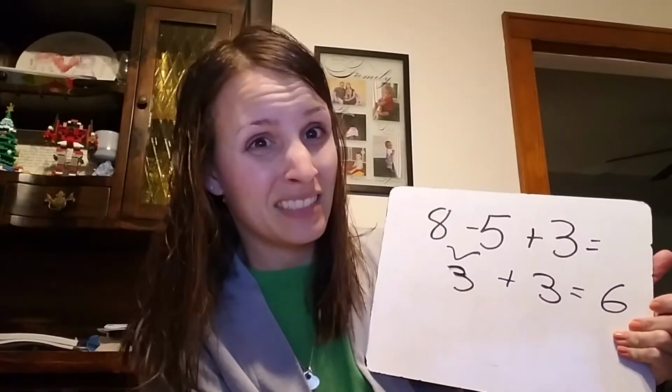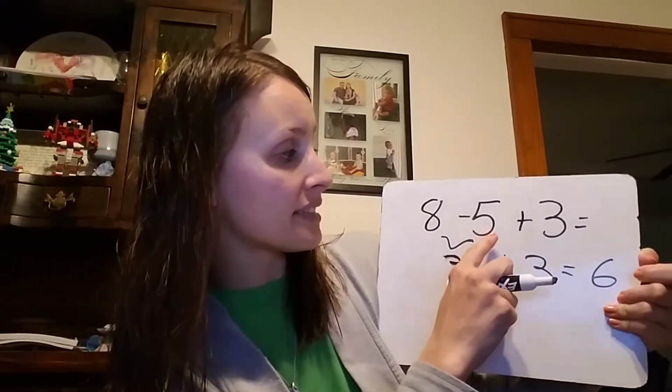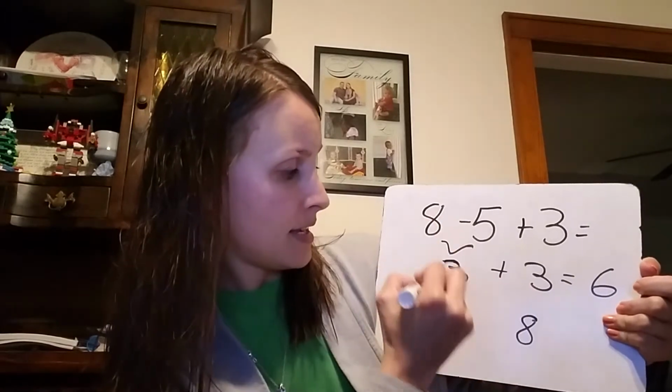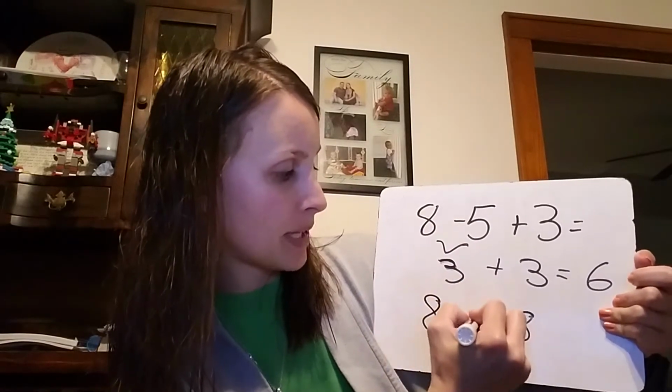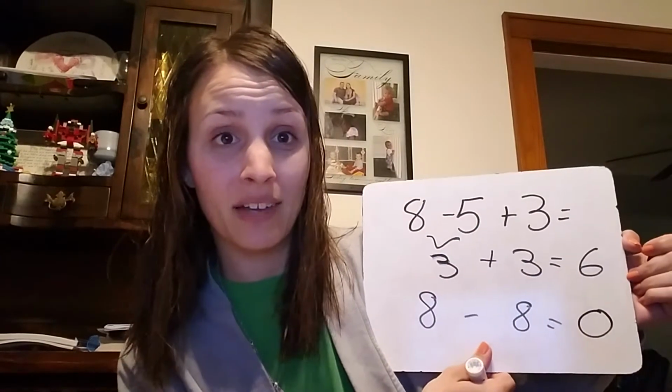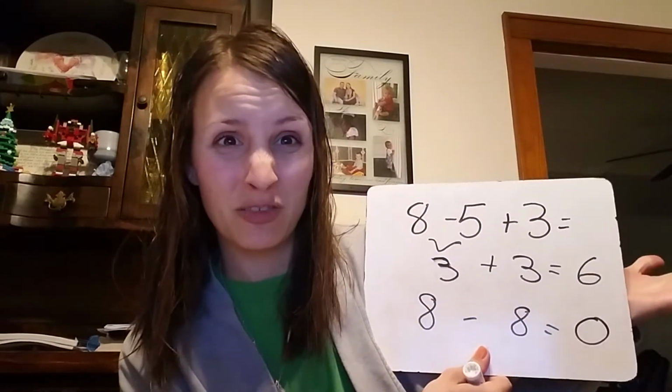Easy, right? But let's see if somebody did it different. So let's say if somebody did 5 plus 3 first, that would be 8. And if I bring down my 8 and my subtract sign, that equals 0. So some people might have gotten 6 and some people might have gotten 0. So which one's the right answer? The right answer is they have to give you parentheses so you know which one to do first. So anytime you see parentheses in a math problem, you have to do that before anything else in the math problem, okay? So let's do some examples.